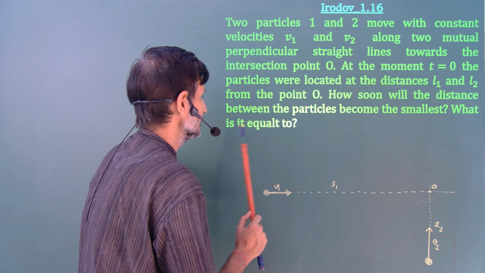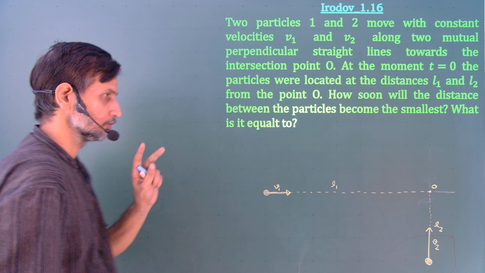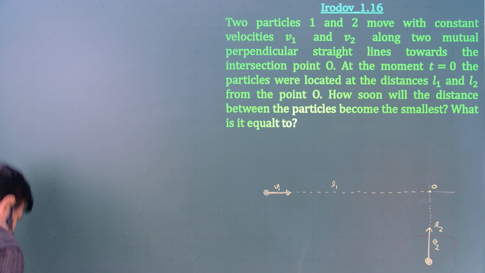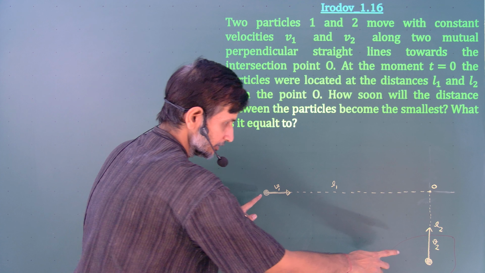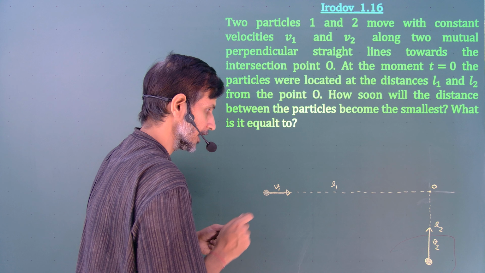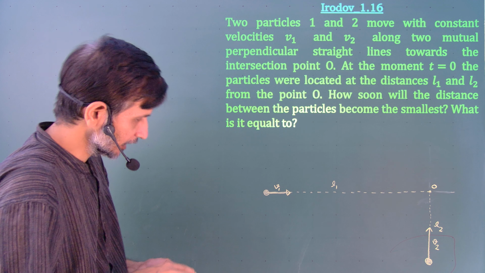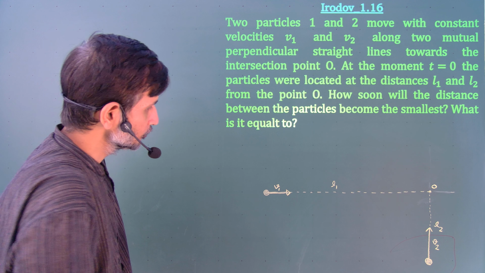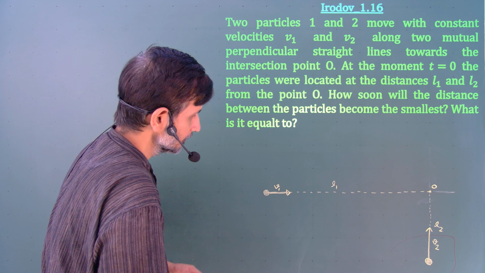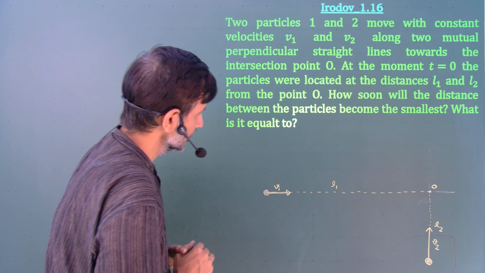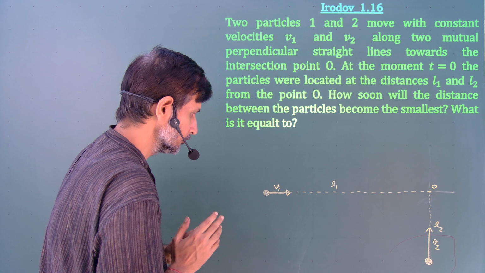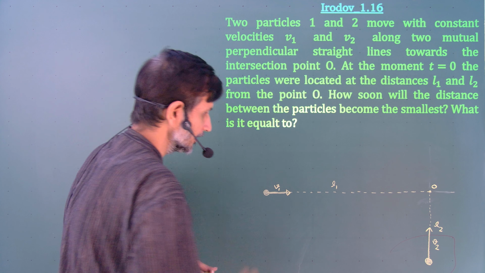So we have to calculate two things. First, the smallest distance between these two particles, and second, at what time this distance becomes smallest. So how can we proceed? To solve this problem, both particle 1 and particle 2 are moving. So what we do is first make particle 1 at rest.